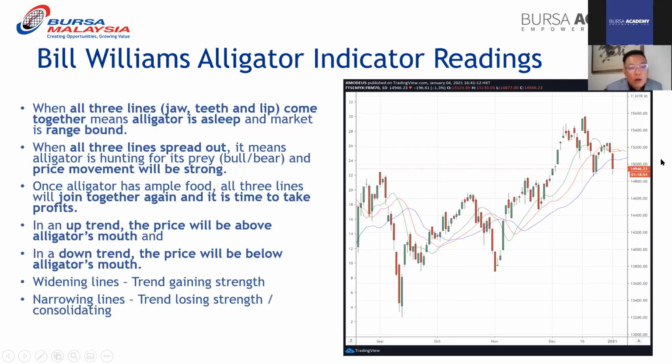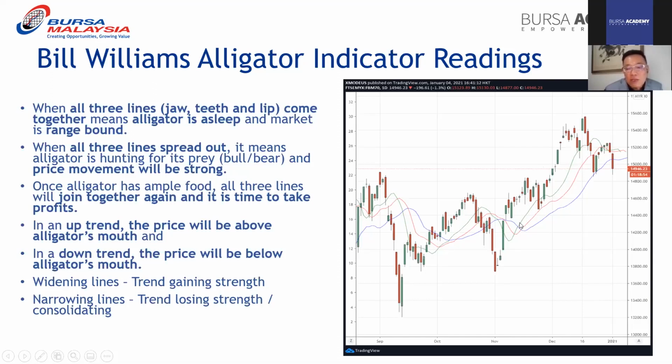Now when all three lines are spread out, as you see over here, the market is in a trend. The price movement is strong. In terms of the alligator, it is hunting for prey, whether it's a bull market or bear market. So when the alligator is hunting, you want to join the hunt, whether it's a bull hunt or bear hunt. That's where the trend is.